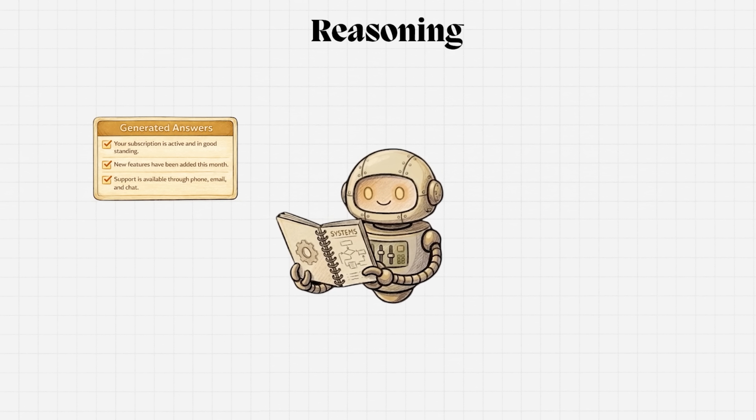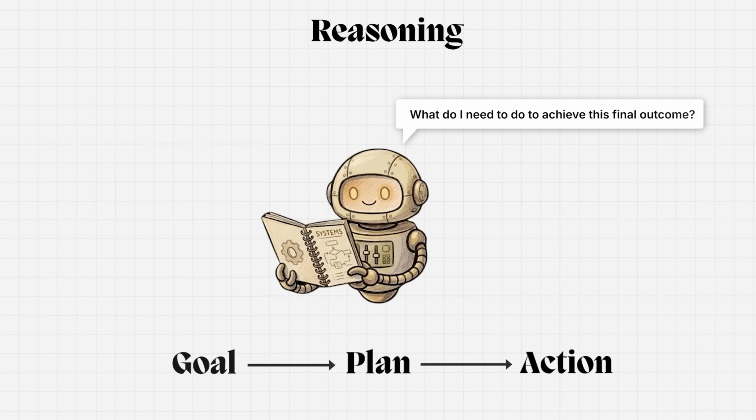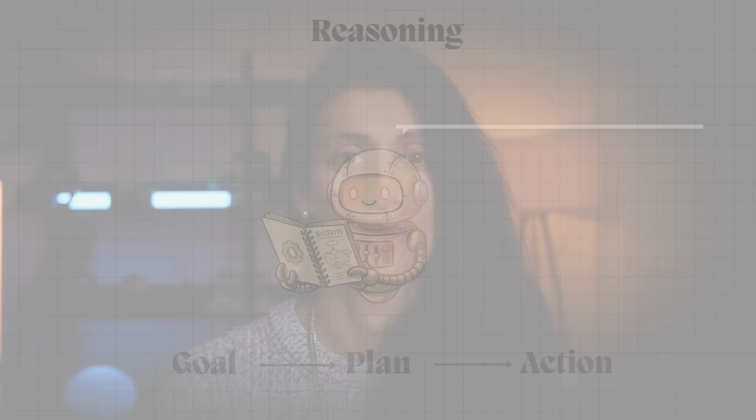Instead of just generating an answer, it's reasoning about the goal. It's thinking, what do I need to do to achieve this final outcome? What sequence of steps makes sense, in which order? The second element is tools and APIs, and this is probably the most important differentiator here.